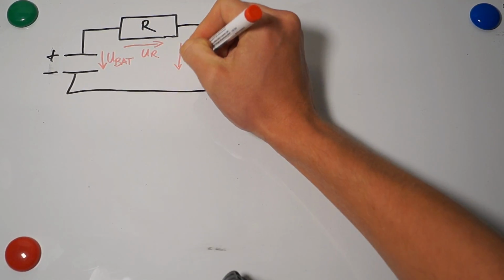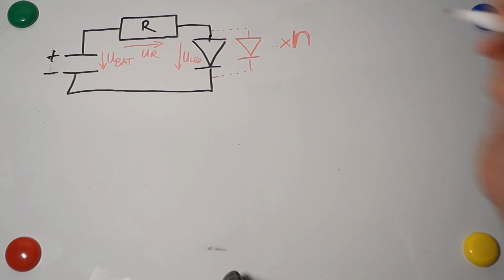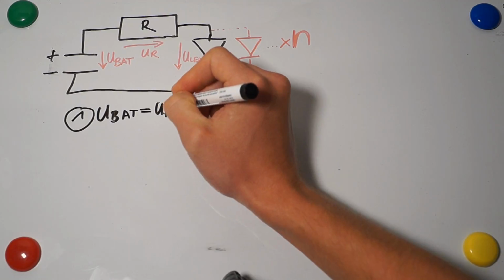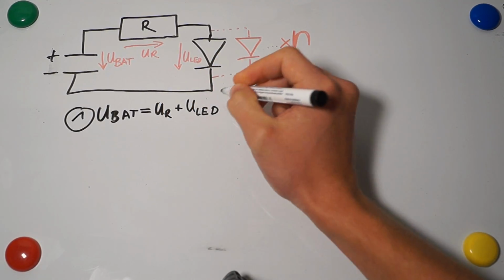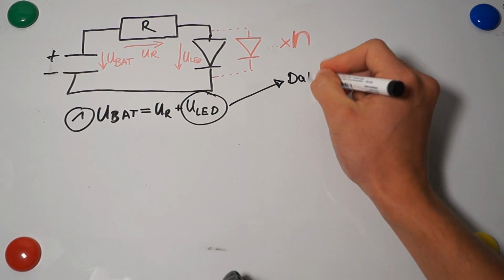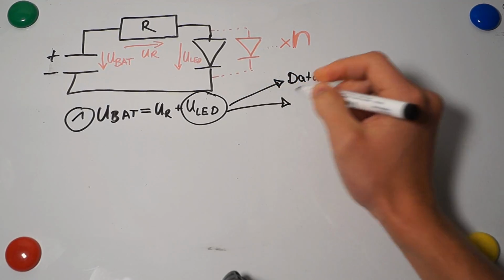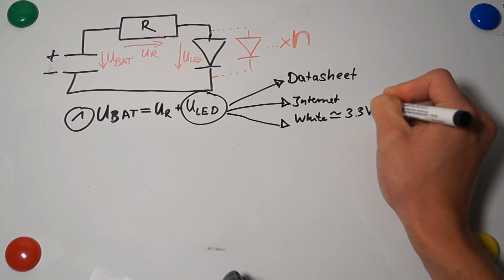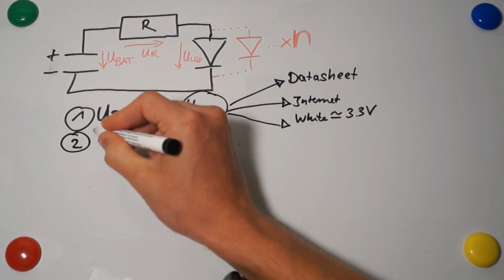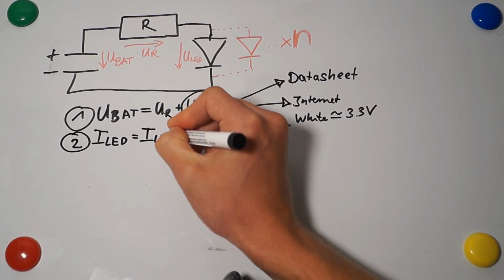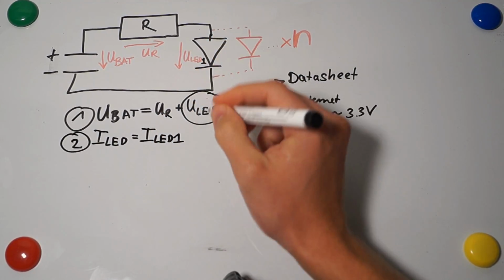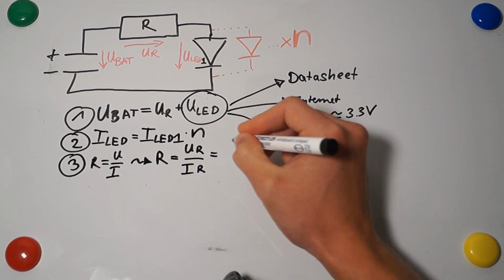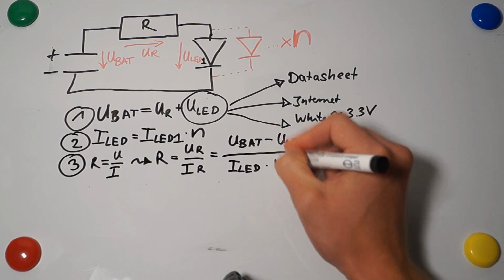Kirchhoff's voltage law states that for a closed-loop series path, the sum of all voltages around is equal to zero. Applying this law gives an equation for battery voltage. The LED voltage depends on the LED's color and can be found in datasheets or on the internet. I went with 3.3 volts for a white LED. The second equation shows that the current through one LED in the diagram actually consists of the current through a number of n LEDs. Following Ohm's law and utilizing our previous equations, we can determine the resistance R.